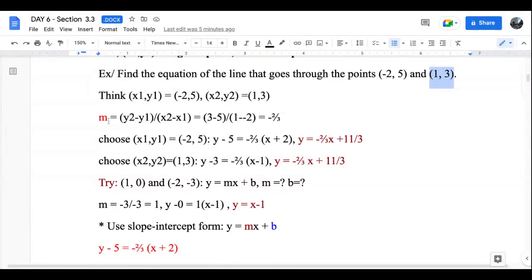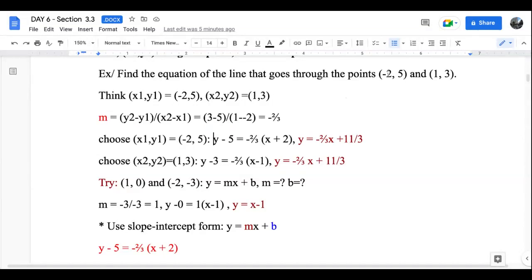So we just follow the formula. The formula says the slope of the line passing through those two points is y2 minus y1 divided by x2 minus x1. Well, y2 is 3, y1 is 5, so 3 minus 5. Then x2 minus x1: x2 is 1, x1 is -2, so 1 minus -2, and minus negative means plus. So the denominator will be 3, and the numerator is 3 minus 5, that's -2. So we have -2 over 3.